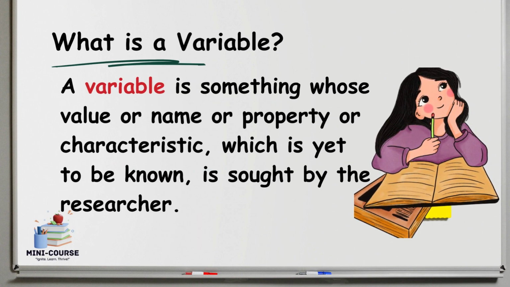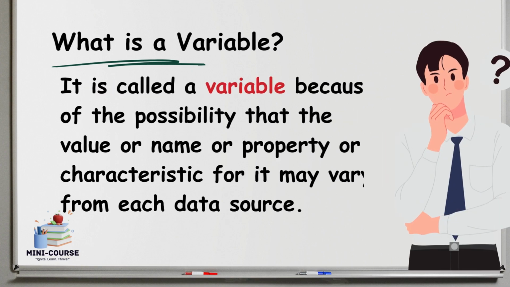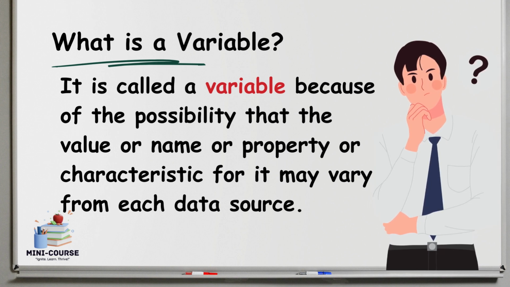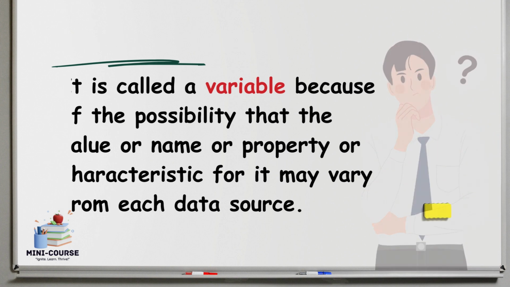A variable is something whose value or name or property or characteristic, which is yet to be known, is sought by the researcher. It is called a variable because of the possibility that the value or name or property or characteristic for it may vary from each data source.